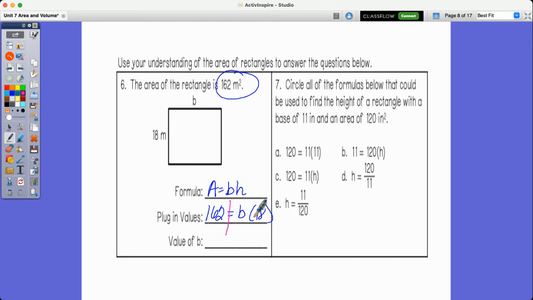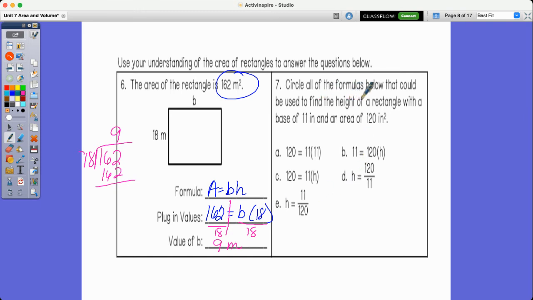These guys are happily married, so we're going to divorce them because no one stays happy in math class. And I do 162 divided by 18. 18 goes in there 9 times, exactly, perfect. So my value of B is 9 meters. Make sure you put some units on there. You've got to make sure your units are there, no naked numbers running around my classroom.